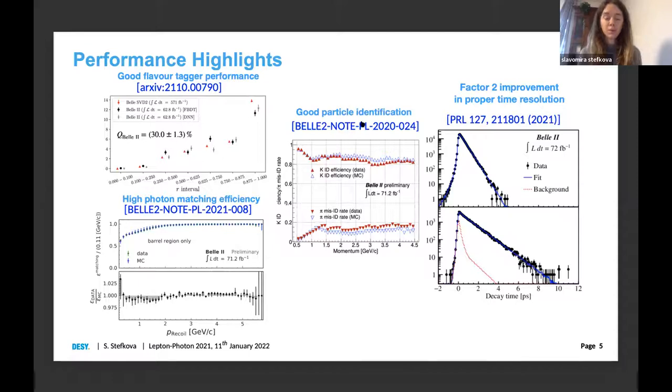So just to quickly show you the highlights in terms of the performance of our detector, this is all encapsulated in this plot. So for instance, here you can see that we have a good particle identification. We have a high photon detection efficiency. We also have very good flavor tagging performance. And on this plot on the right, you can see the decay time. From the measurement of the D0 lifetime, which was published in PRL, one can see an improvement by a factor of 2 with respect to the previous B factories.